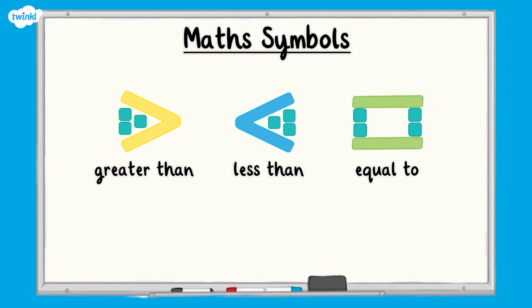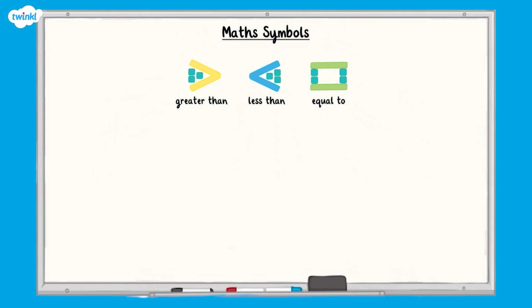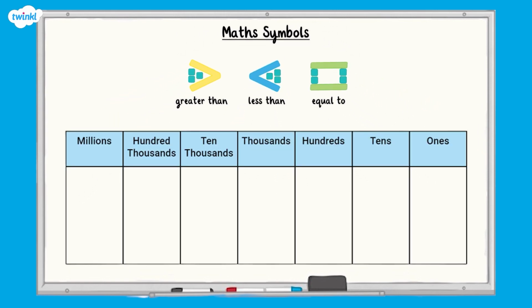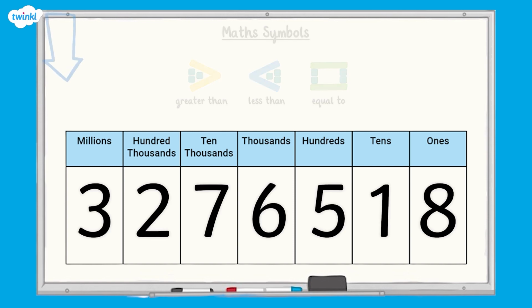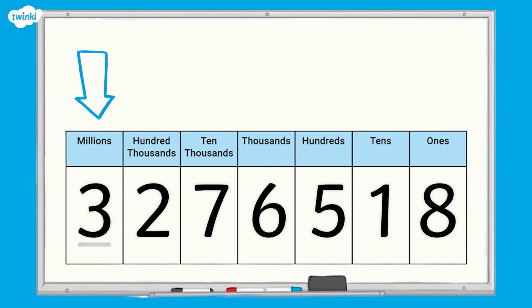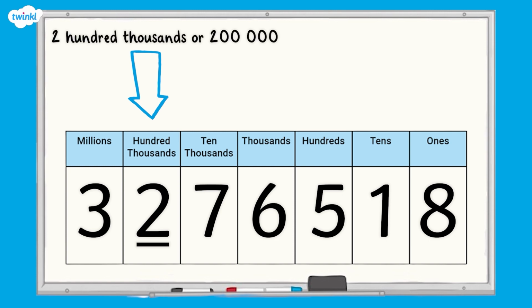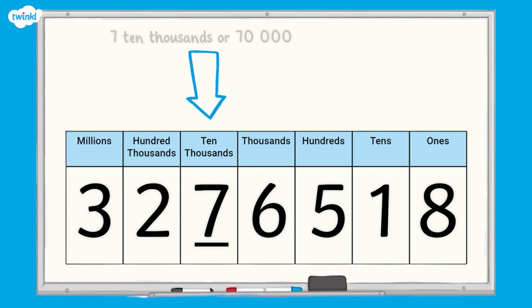When we compare numbers, we can use a place value chart to help us. This will make sure that we are looking at the value of each of the digits in a number. For example, in this number, the digit 3 has a value of 3 millions or 3 million. The digit 2 has a value of 200,000. The digit 7 has a value of 7 10,000s or 70,000.